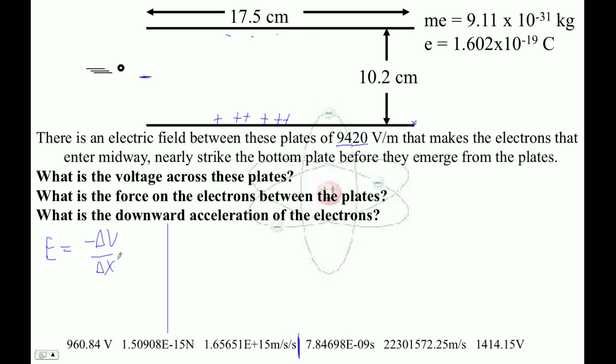Okay, what is the voltage across the plate? So we know the electric field. We know that it's 10.2 centimeters apart, so this times this will give us this. So our E is equal to 9420 volts per meter, and our X is equal to 0.102 meters. I'm going to just multiply those two: 9420 times 0.102, and I'm going to store that in E. And I get 960.84.